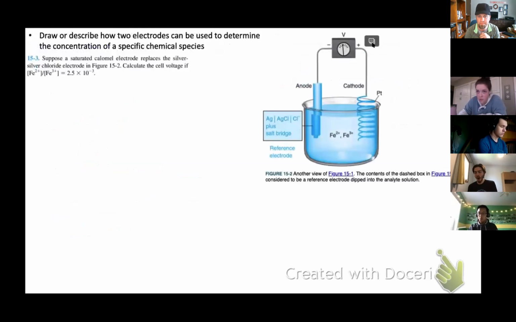5.3, this is on your worksheet. So 5.3 says, suppose that you have a saturated calomel electrode that replaces the silver chloride electrode in the figure on the right. So I've included the figure here on your slide for you. Calculate the cell voltage if the iron 2, iron 3 ratio is 2.5 times 10 to the minus 3. So what do we have to do on this problem? What do you guys think the approach is for solving this problem?